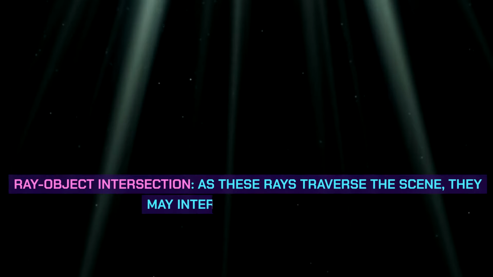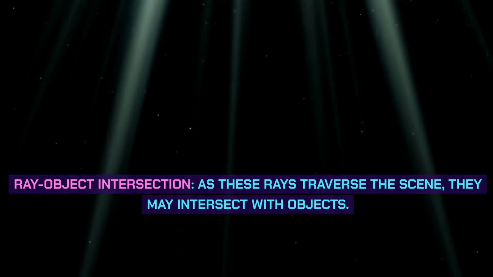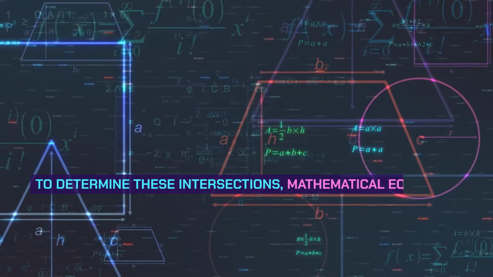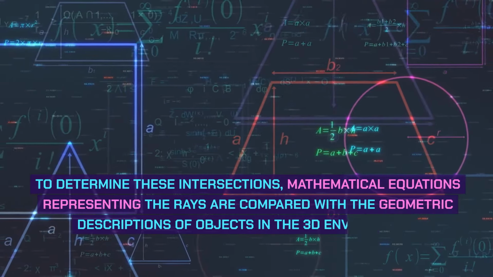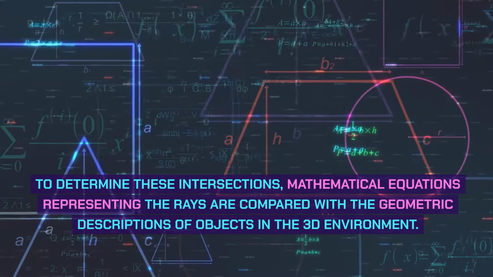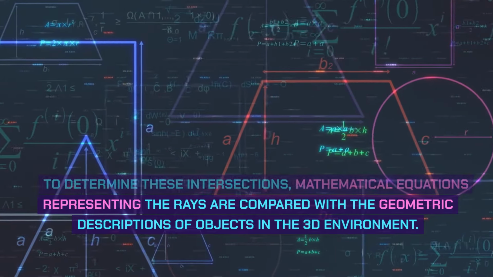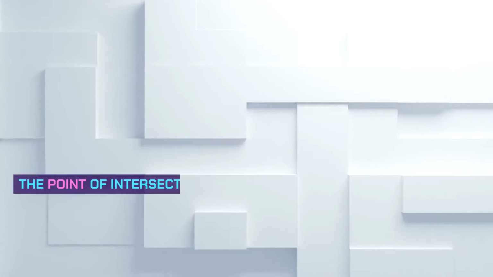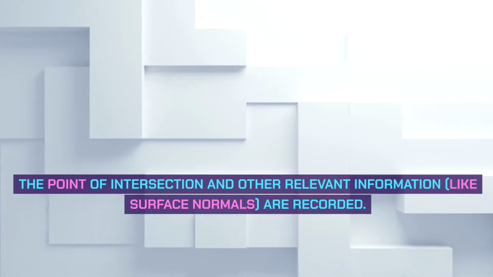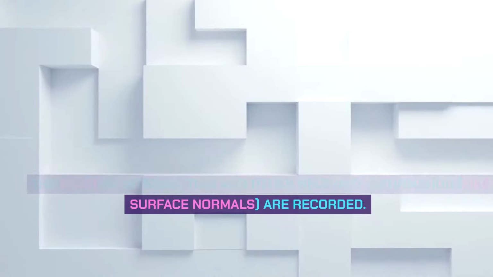Ray-object intersection. As these rays traverse the scene, they may intersect with objects. To determine these intersections, mathematical equations representing the rays are compared with the geometric descriptions of objects in the 3D environment. The point of intersection and other relevant information, like surface normals, are recorded.